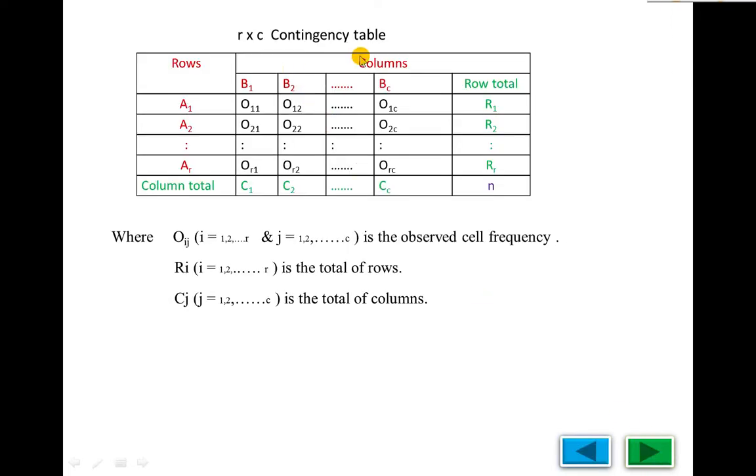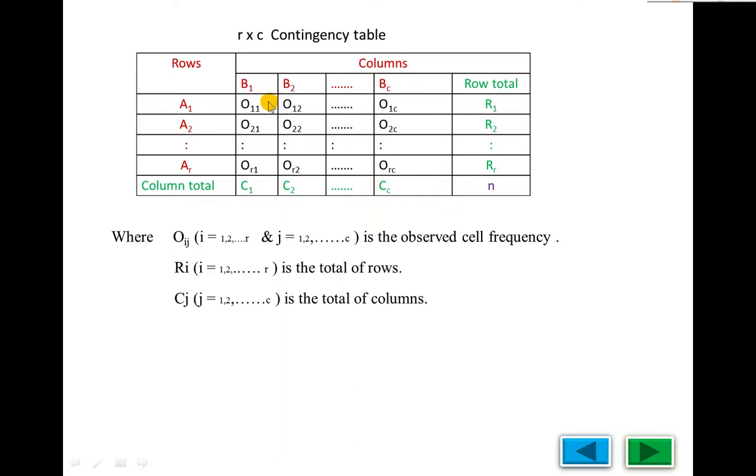So, R into C contingency table. These are the rows: first row, second row, third row, up to R rows, and the vertical lines represent the columns. B1 is the first category, B2 the second category, up to BC, the C-th category in the columns. Suppose this is the A characteristic, the main variable, and here is the B characteristic. This is the subgroup of the A category, and this is the subgroup or categories B1 to BC.